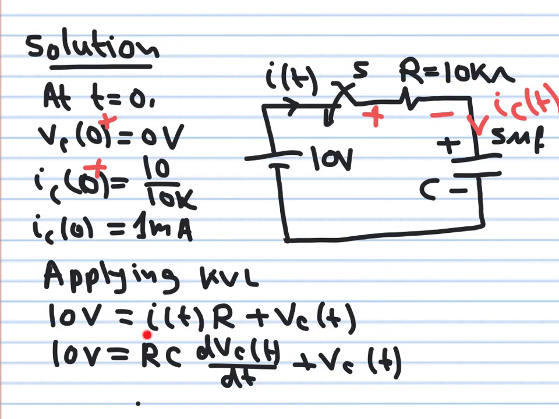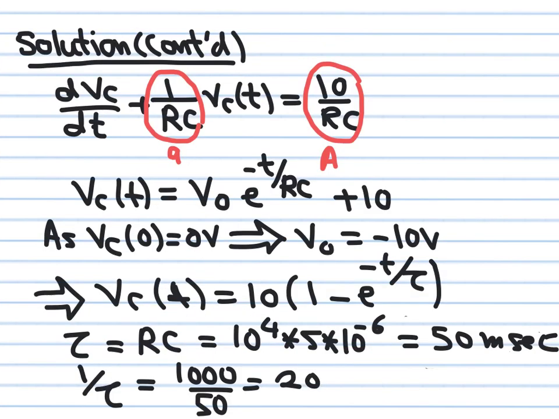This looks like the differential equation we discussed earlier, but I need to make the coefficient of dVC by dt equal to 1. So I'm going to divide both sides here by RC. If you divide both sides by RC, you get this expression, dVC by dt plus 1 over RC VC of t is equal to 10 over RC. Now, this is the same template we had earlier, because the template we had was dx by dt plus small a multiplying x of t is equal to capital A, which is another constant.